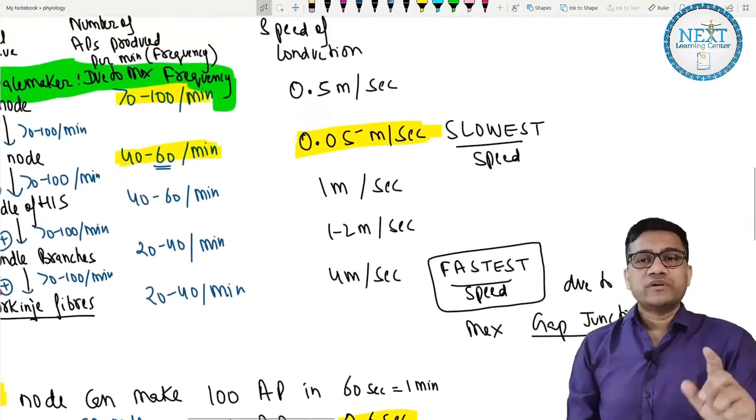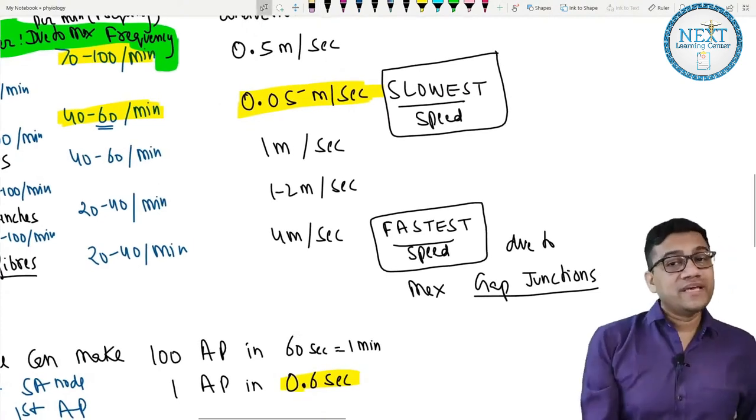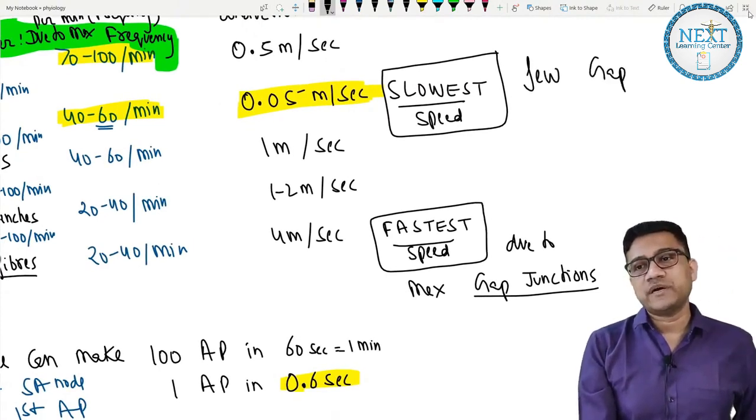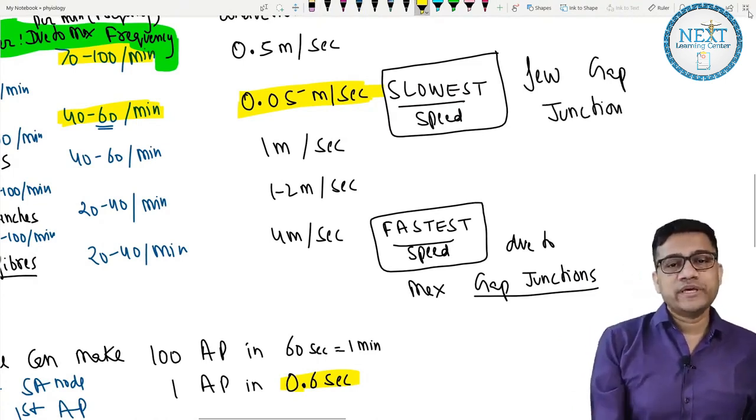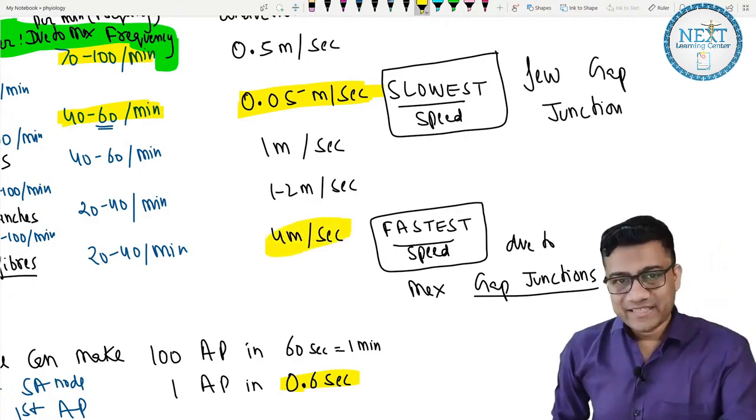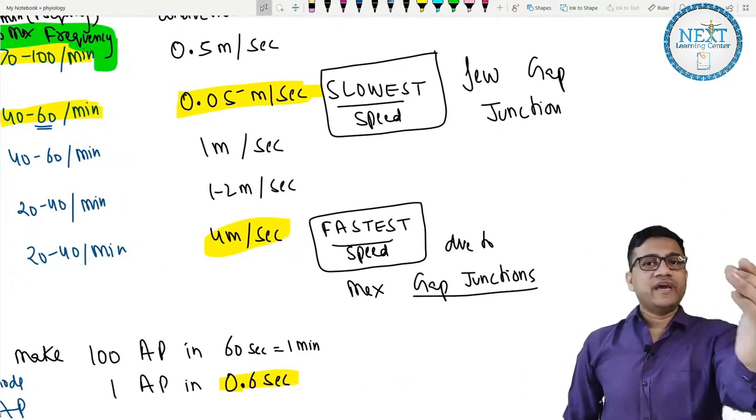Okay, so what is the slowest speed? The slowest speed is the AV node. Reason: it has few gap junctions. Again, this was a PG exam question. So what do you remember? Just remember two things: AV and Purkinje.